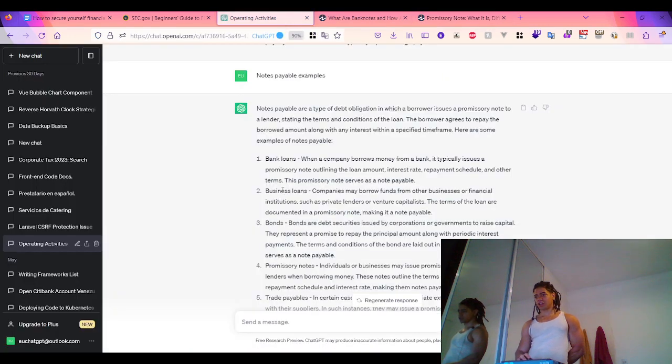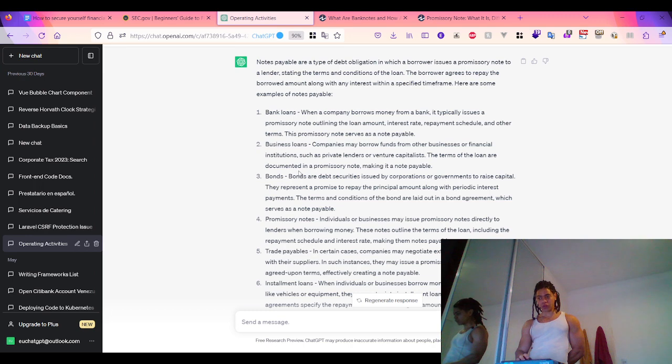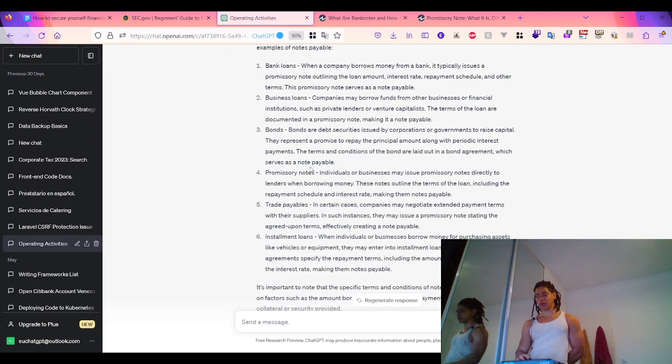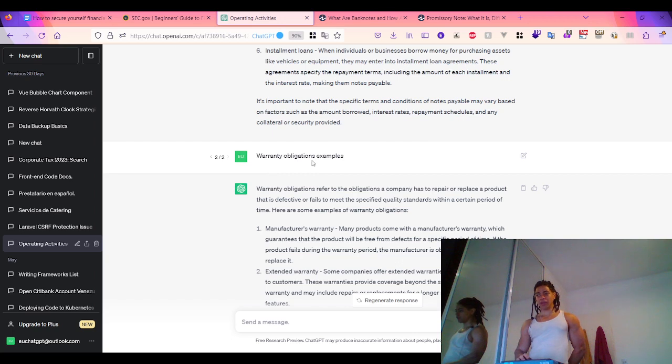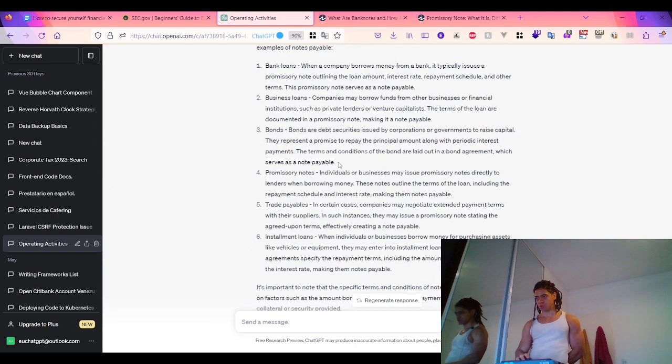So this notes payable is an agreement between the borrower and the lender to stay within the terms and conditions of that loan. So you have bank loans, business loans, bonds, promissory notes, trade payable, and installment loans, as well as things like warranty obligations, which is another part of the most common operating liabilities.